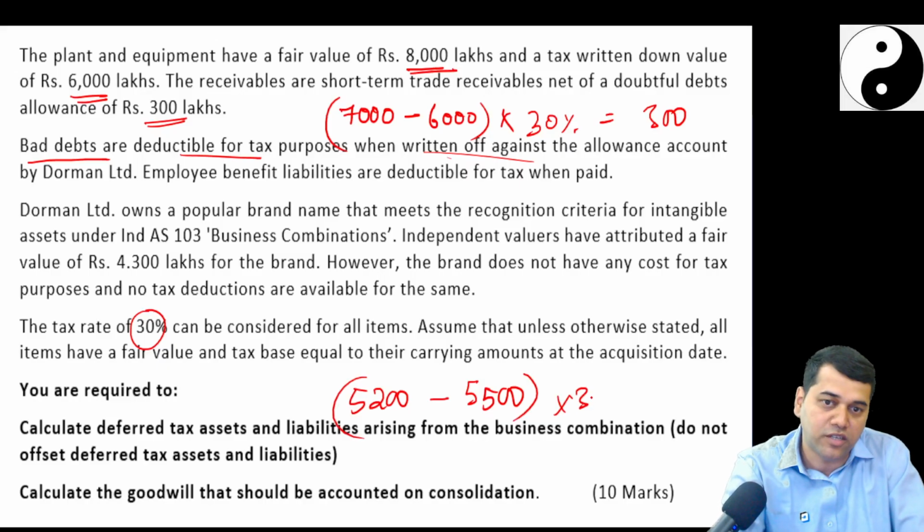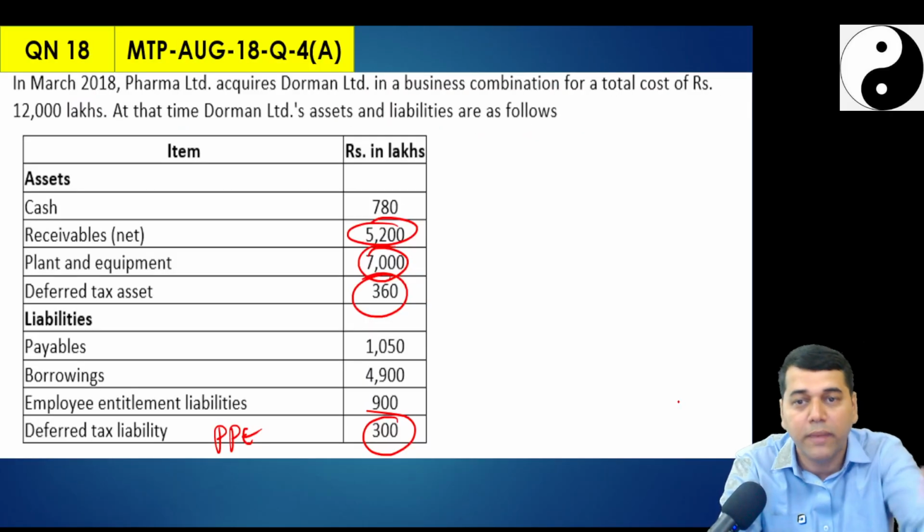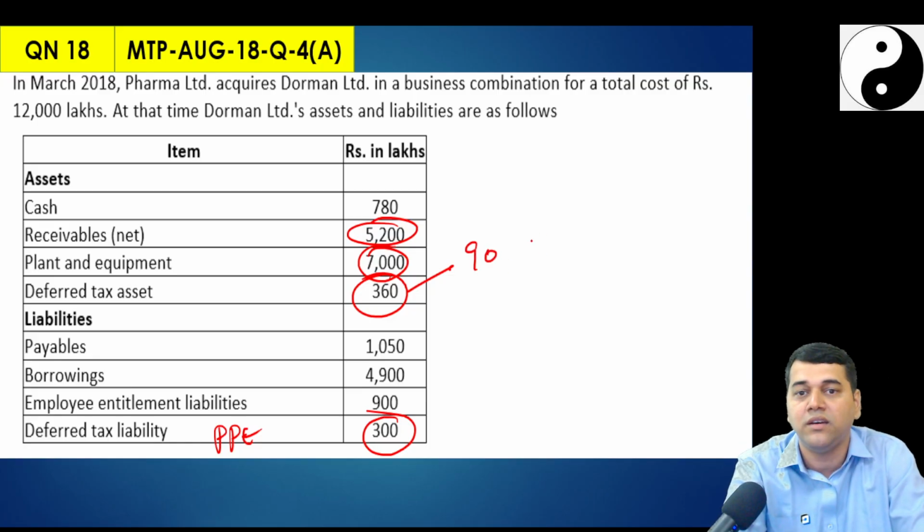Into 30%, how much does it come to? 90. Deferred tax asset or liability? Asset. So I'll go back again. Out of 360, 90 is coming from the debtors.